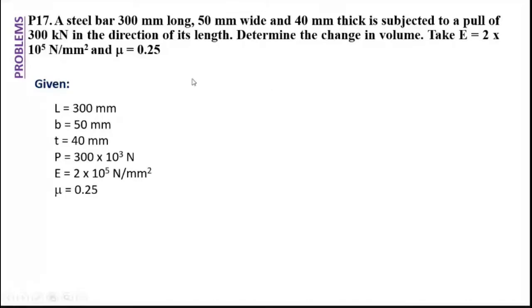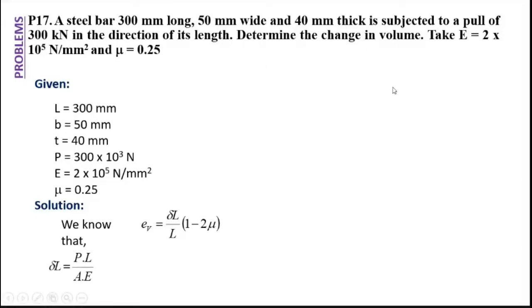Length is given, breadth is given, thickness is given. All the values are shown here. So now we apply the formula, right? What is our formula? So this is a rectangular bar formula. This is a rectangular one. In the rectangular formula we are going to use, right? e_v is equal to del L by L into 1 minus 2 mu.